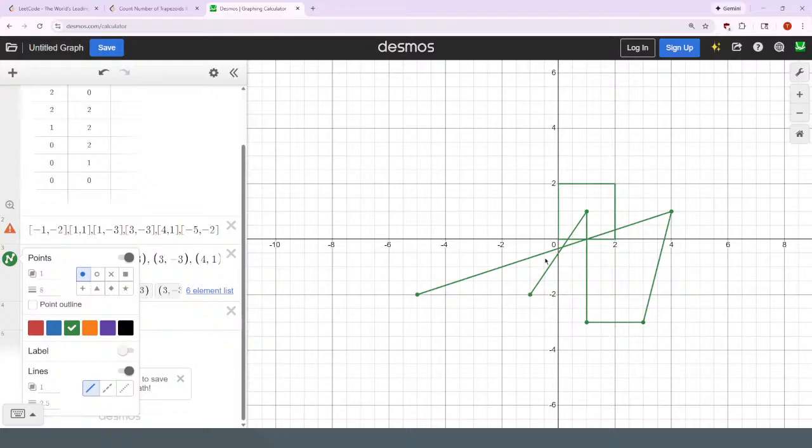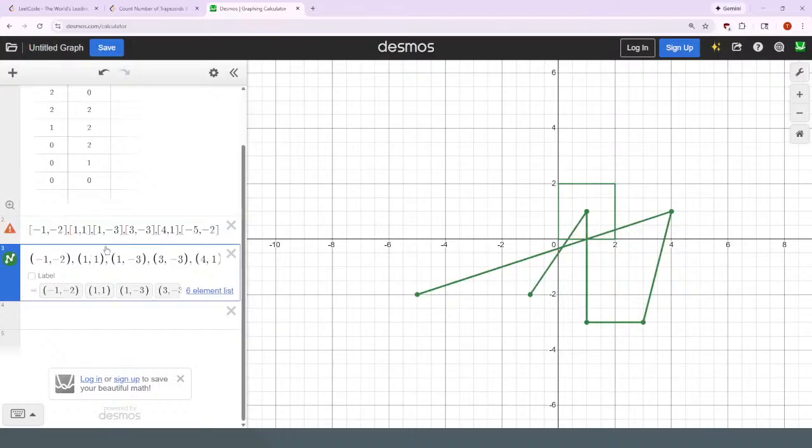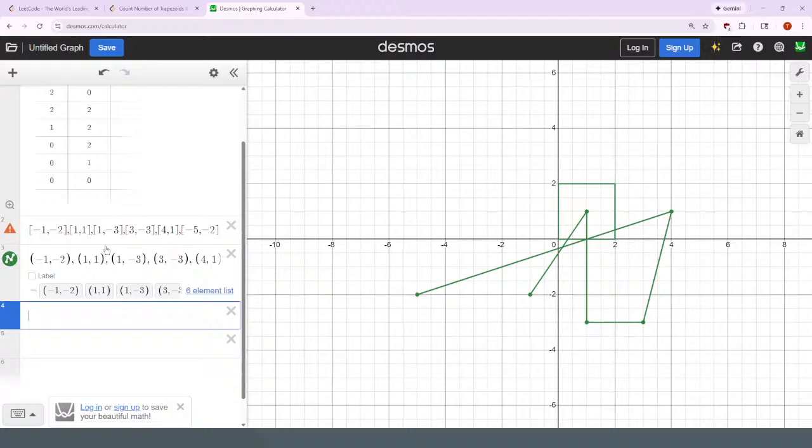-1, -2, 1, 1. Maybe if I reordered this and said the 1, 1 was later. Well, 1, -3, -1, -2, 1, 1. Let's try this again. Let's go 1, 1, -5, -2.